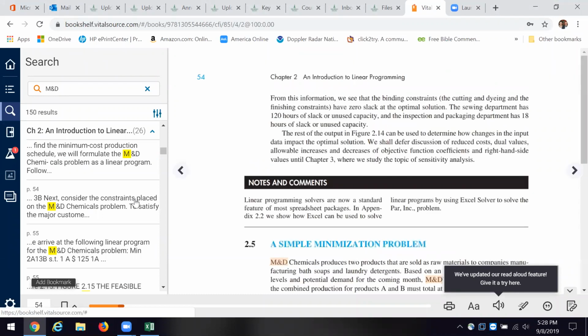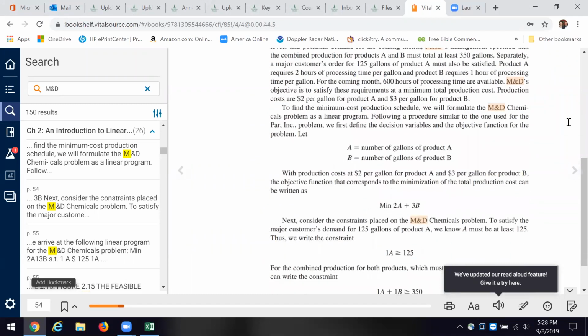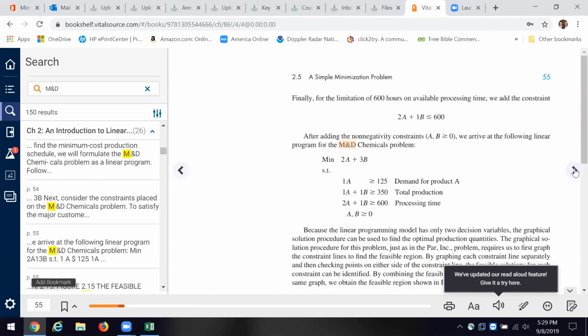We're right there, and this is a minimization problem. We're given the variables here, the number of gallons of product A, and then product B. And then we see some demand. I write the constraints for these demands for each product. And we're going to do a cost minimization. Here it is. And then we have our constraints.